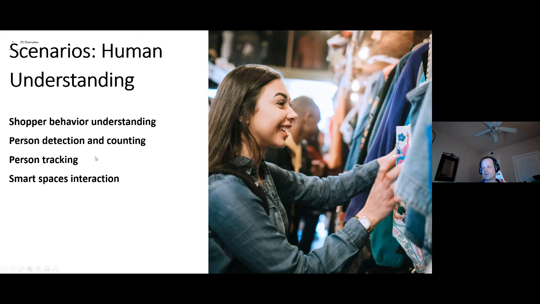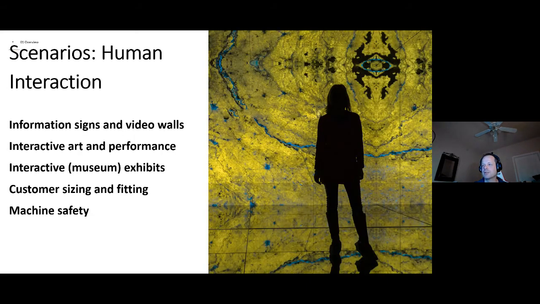A very common scenario is also in industry. If you have a machine and nobody should be near that machine when it is running, you could have Kinect sensors that, for example, only enable the machine if bodies are outside that radius, but not inside that radius. You can use it for smart spaces interactions, which is similar to the next slide, which is human interaction.